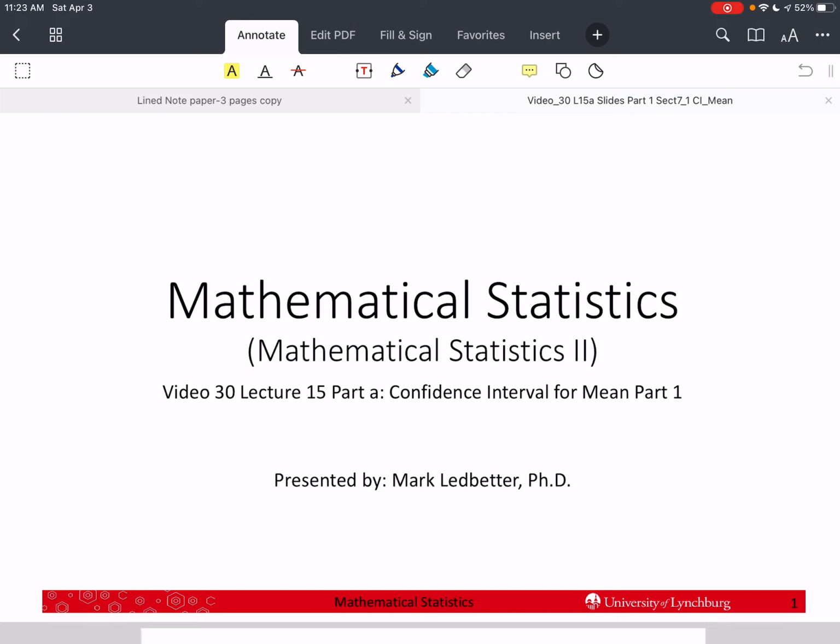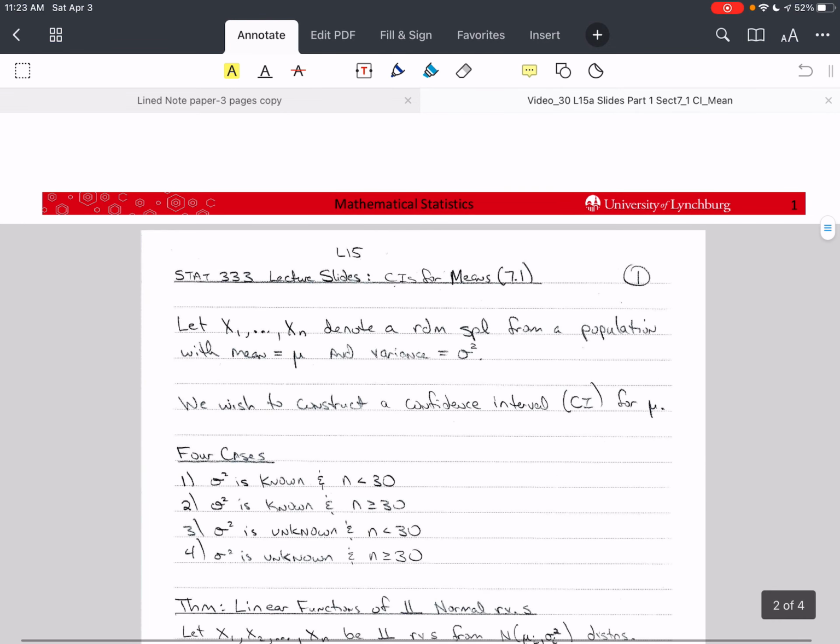We're going to introduce confidence intervals for the mean. And so let's get started.